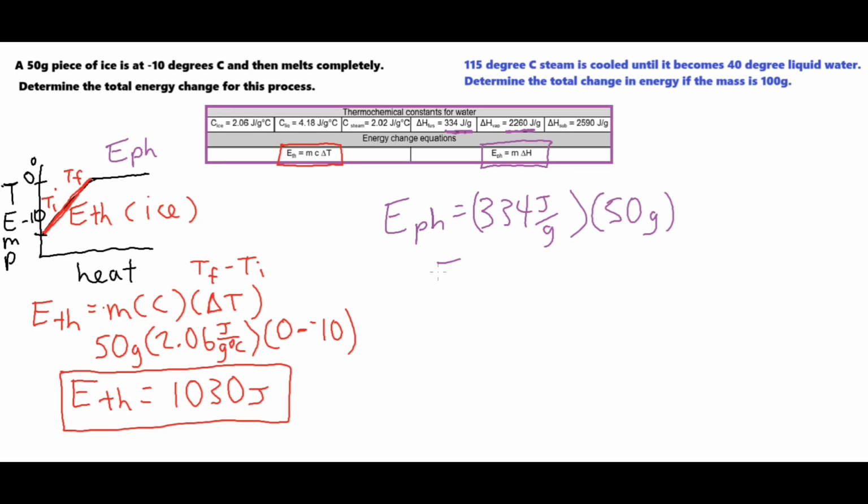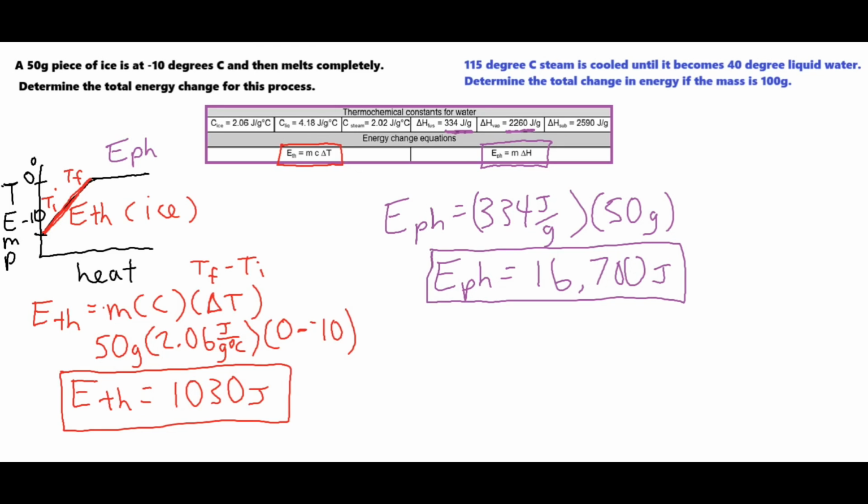We have our EPH value, and that is the amount of heat energy absorbed to change phases, which is 16,700 joules. Okay, that one is quite a bit more than our ETH. Now, all of that energy that's being absorbed doesn't go into heating up the substance, just rearranging the molecules so it can go from a solid to a liquid. Now, if we want to get the total energy, because we want the total energy of the process, we just have to simply add these two.